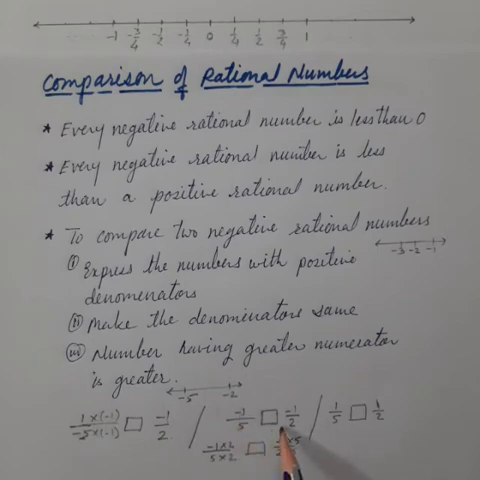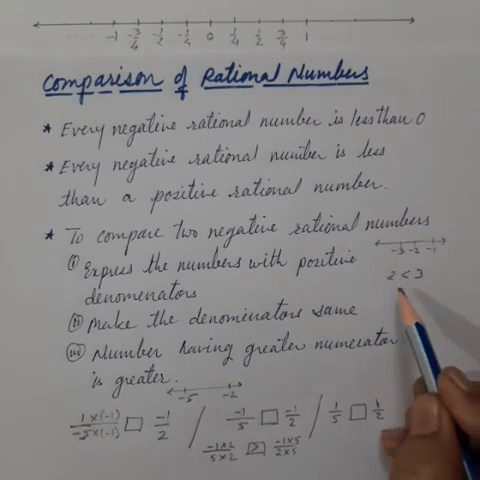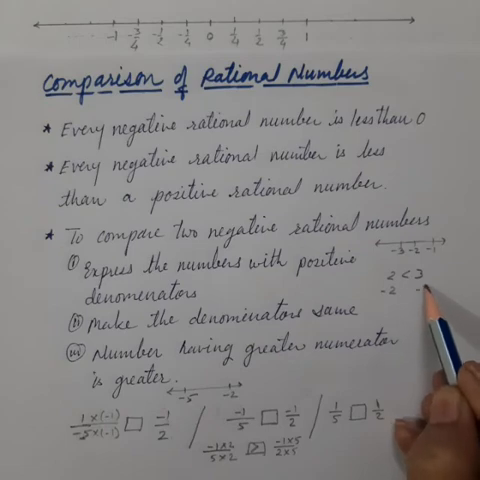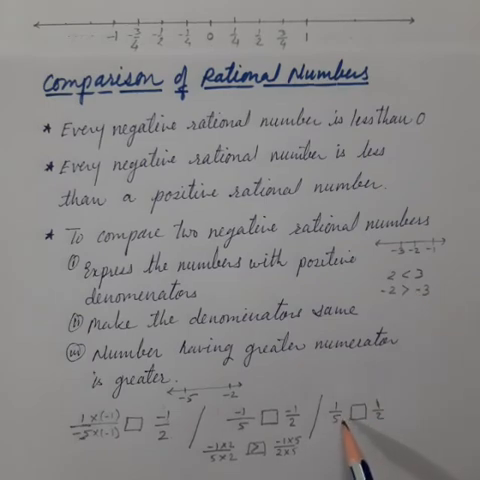Now we can compare these two rational numbers by cross multiplying or by making the denominators the same. When the denominators are the same, the rational number with the greater numerator is greater. Or we know that 3 is greater than 2. But when we take negatives of both the numbers, this sign gets reversed. Same thing we can use while comparing the rational numbers.